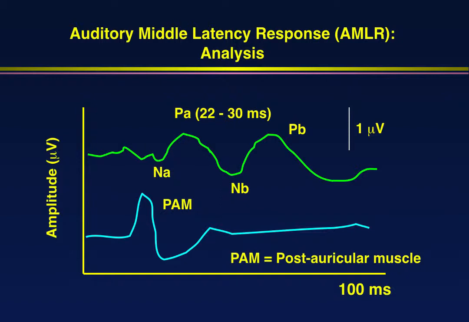Now the amplitude of the middle latency is twice as big as the amplitude of the ABR. It's about 1 microvolt. Whereas wave 5 of the ABR, even the best ABR you'll record, is only about a half a microvolt, half of a millionth of a volt.